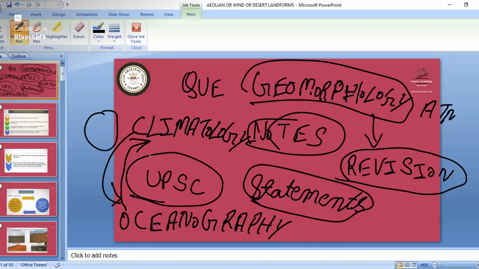So climatology is essential so that you can understand the heat budget, atmosphere layers, how incoming solar radiation takes place, and how it is reflected back. We'll study all of that in climatology, and how winds blow, how clouds and precipitation happen, how evaporation happens. Everything we study in the climatology part.